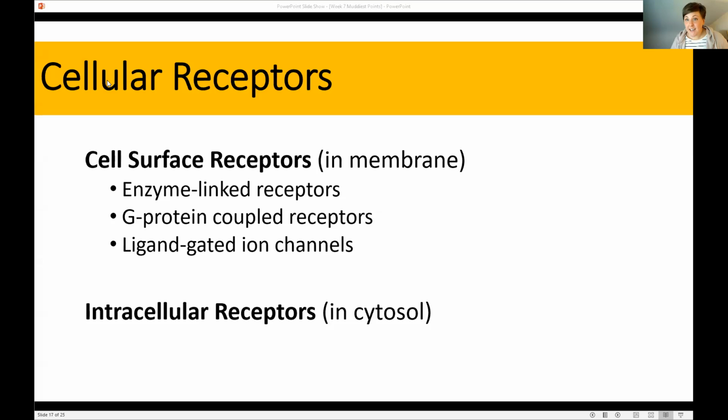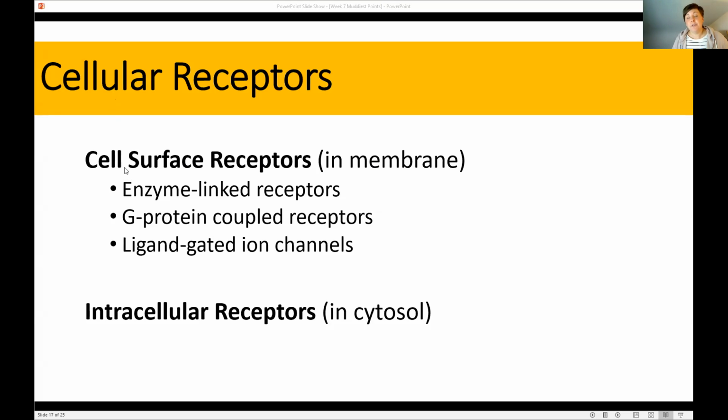Okay, so again, these messages are interpreted by receptors. We have two primary types of receptors. The first of those would be a cell surface receptor. So this is just an integral protein that's in the plasma membrane. Or you can have receptors that are actually inside of the cell. These would be intracellular receptors. So either punched in the membrane or floating around in the cytosol.